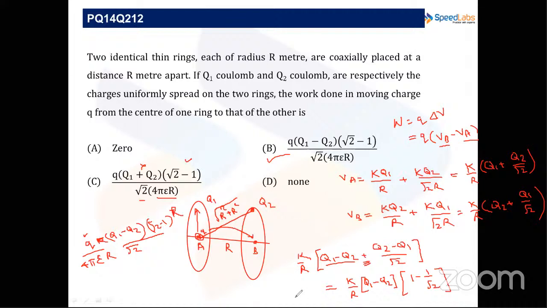What all did we do? The process has to be clear. They are asking work done, which is q delta V. So delta V, we just need to find the change in potential, the difference in potential, so find the potential at each place. That is a scalar quantity, so the contributions of both rings simply add up separately. There is no vector addition to do because it is a scalar quantity. Is that clear?